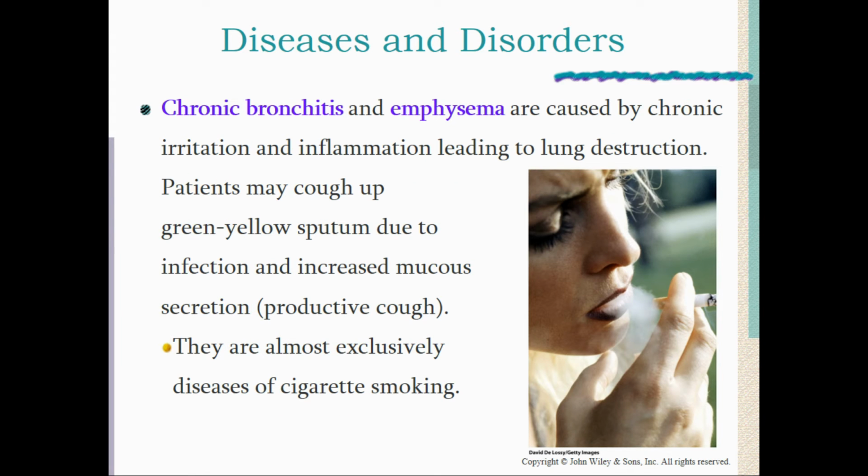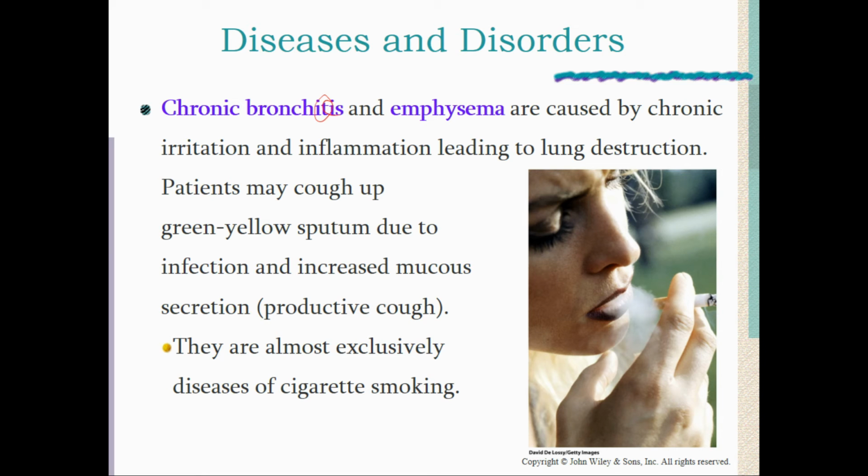Chronic bronchitis and emphysema. Remember, anytime we see itis, this means infection or disorder. The chronic bronchitis and emphysema are caused by chronic irritation and inflammation, leading to lung destruction. Patients may cough up a green-yellow sputum due to infection and increased mucus secretion, or what is called a productive cough, meaning that the cough will produce a noticeable amount of mucus.